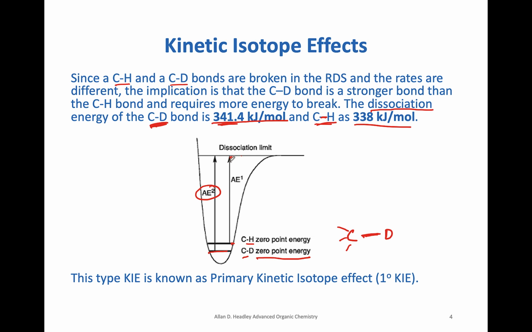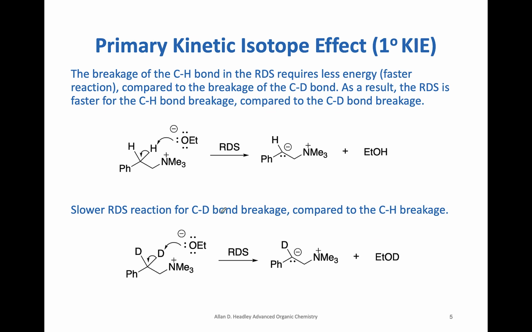If there's less energy required for bond breakage, the energy of activation for this bond breakage is lower, hence a faster reaction, compared to CD, which requires more energy for bond breakage, and of course here that would be a slower reaction. So let's apply that here.